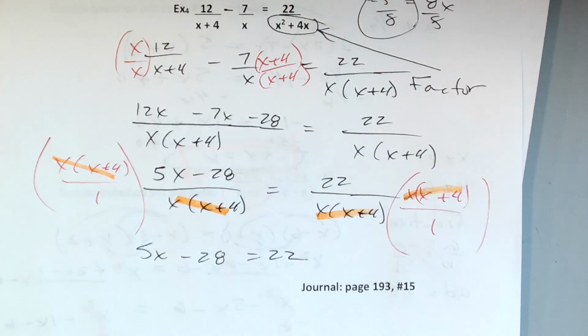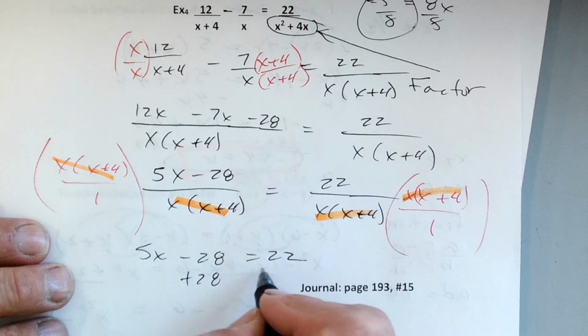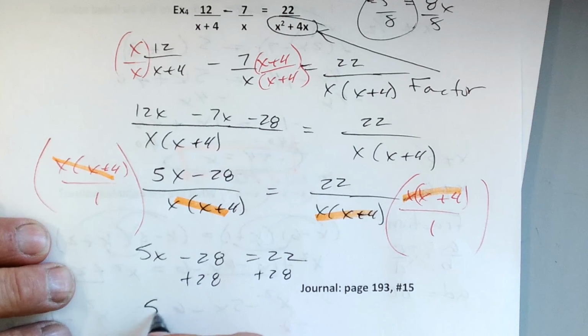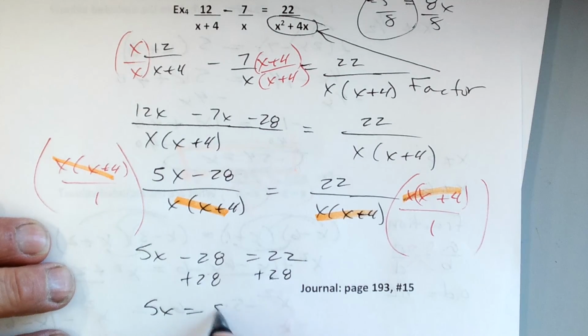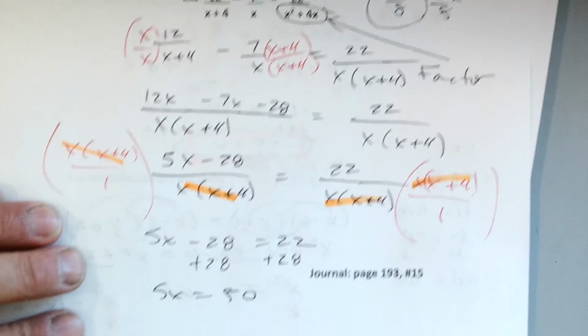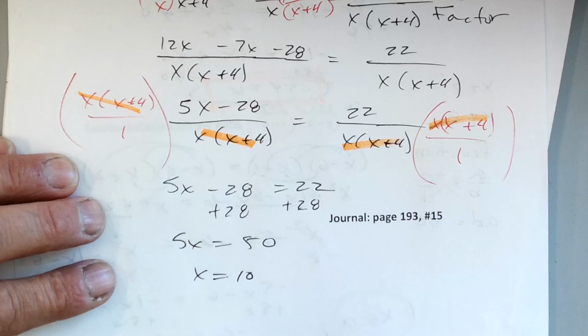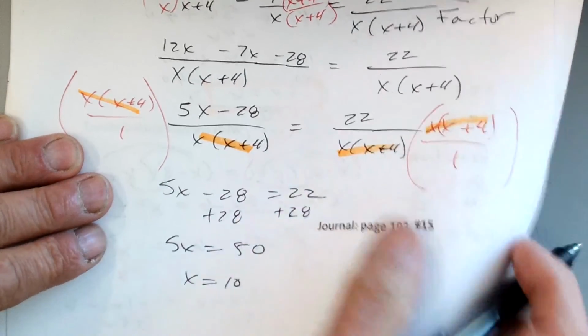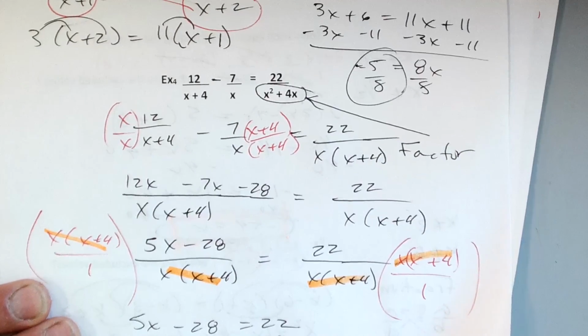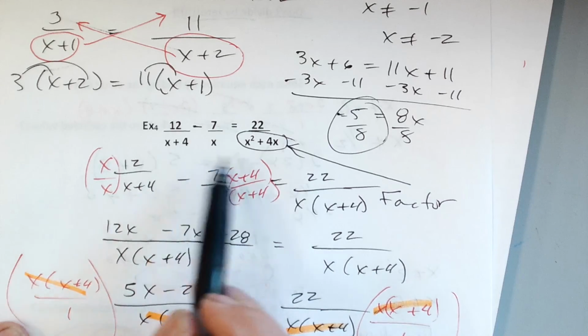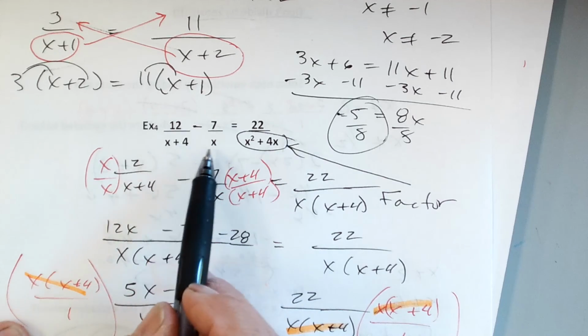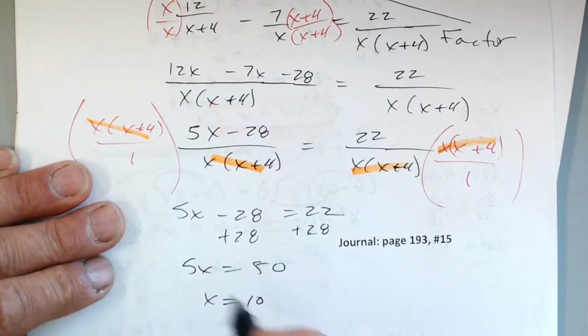Okay, and then plus 28 on both sides. 5x equals, what's that, 50? Divide by 5, x is 10. Is 10 okay? Can I use 10? Take a look at my question. Is 10 going to work? Well, yeah, 10's okay. It just can't be 0 or negative 4. So I'll keep the 10.